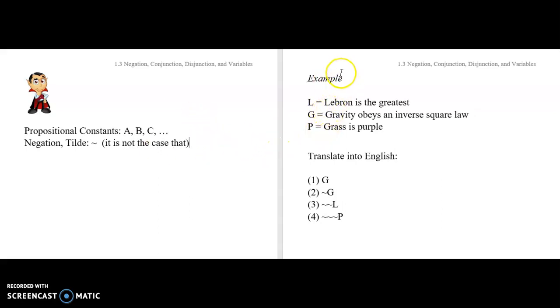So this is read, it is not the case that. For example, without me telling you too much, see if you can figure out what these sentences would mean in ordinary English. We'll go through this together in a second, but pause now and see if you can translate these sentences into ordinary English. Pause now.